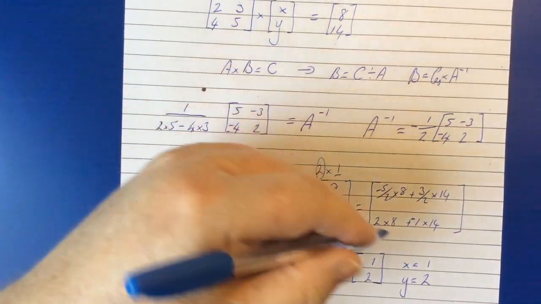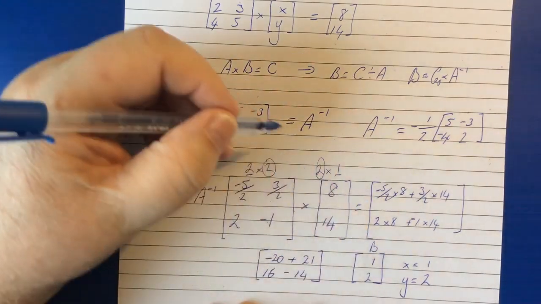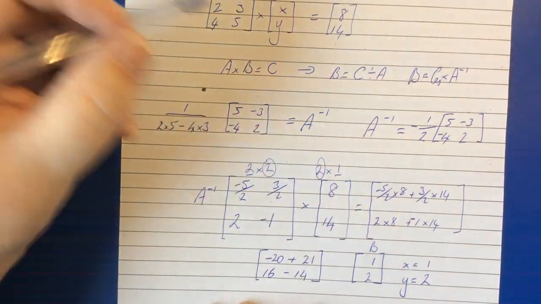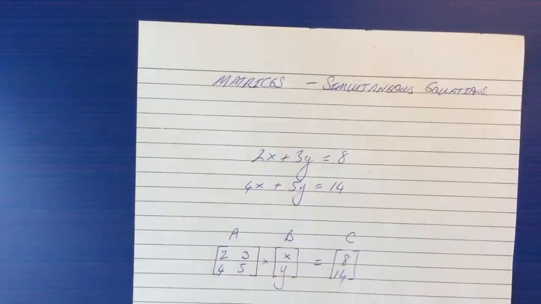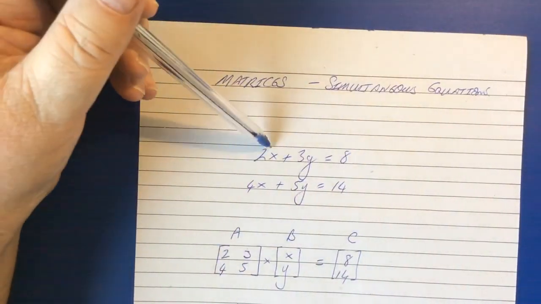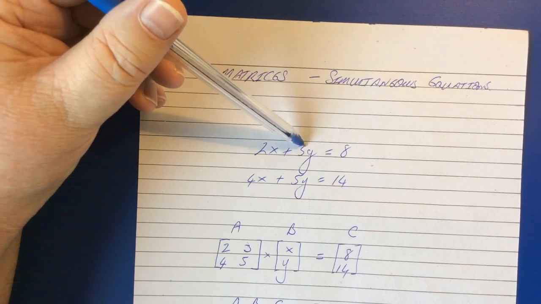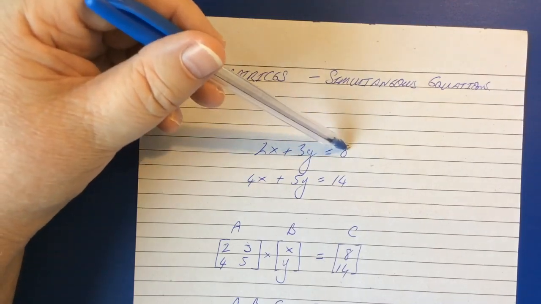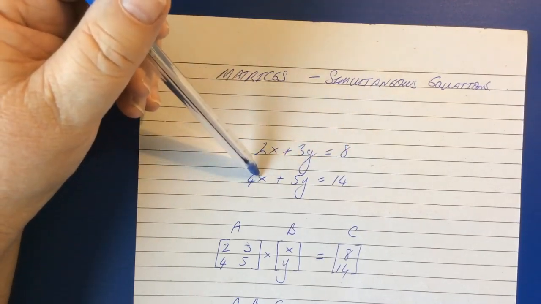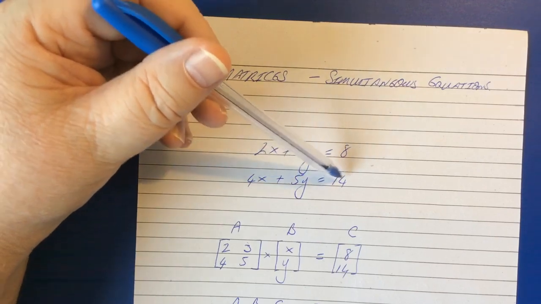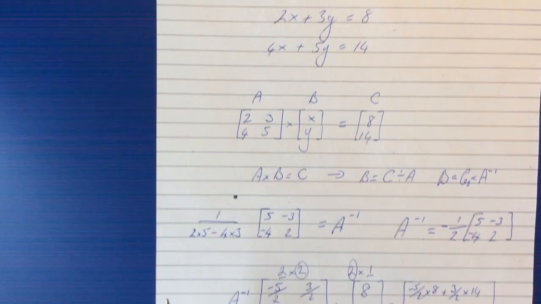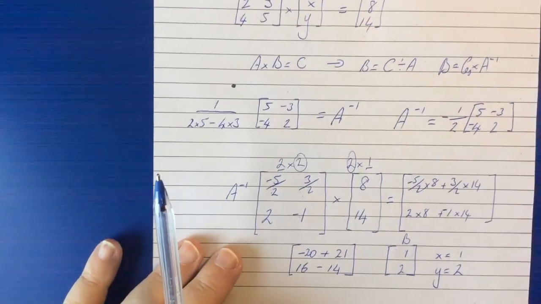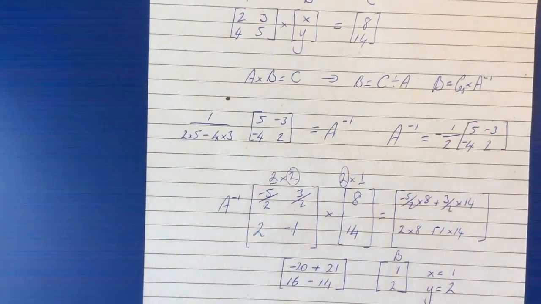And this is our matrix B. That is the solution for B. And from that, we get x equals 1 and y equals 2. We can see how that works up here. 2 times 1 is 2, 3 times 2 is 6, 6 and 2 is 8. 4 times 1 is 4, 5 times 2 is 10, 4 and 10 are 14. That is how you do a simple pair of simultaneous equations using matrices.